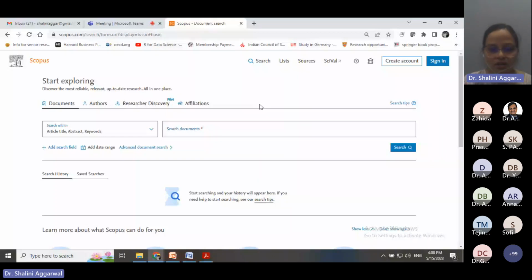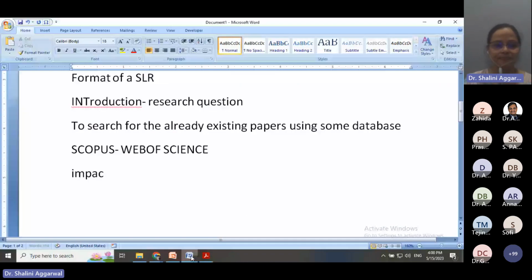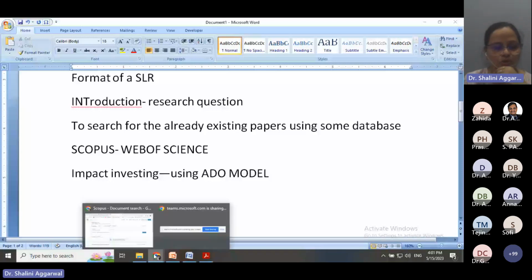So let's do impact investing. Let's understand, we are working on this topic and my research topic is impact investing using the ADO model. Right. Let's understand, this is a research topic. So what we have to do is find the already existing papers with the help of some database, right? Let's say I'm using the Scopus database here.